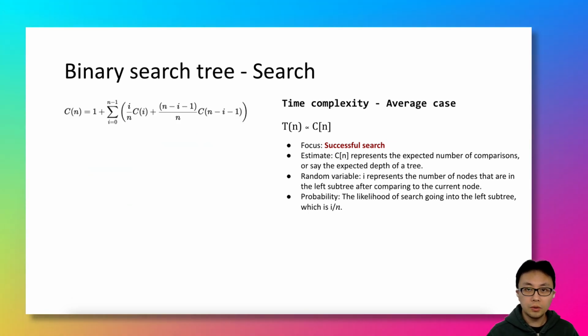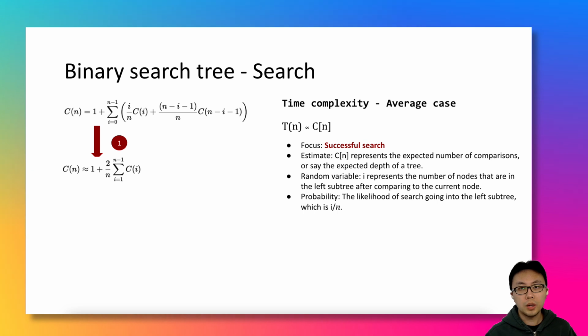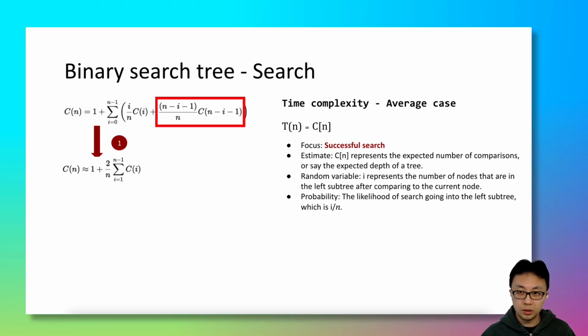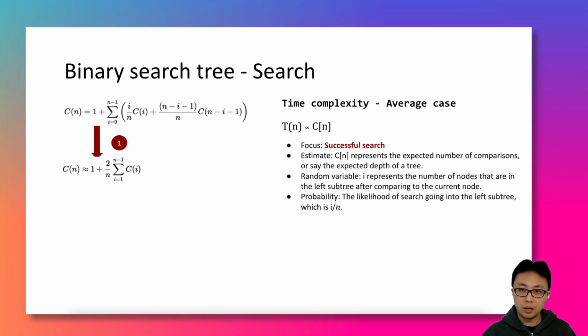With the recurrence relation set, we can start deducing the actual formula of Cn that's independent of the random variable. First, we will use our assumption to simplify the formula. The assumption is that the binary search tree is fairly balanced, which means that the left subtree and the right subtree have about the same size. Based on that, we can eliminate the expected comparison number of the right subtree and multiply the summation item by 2.